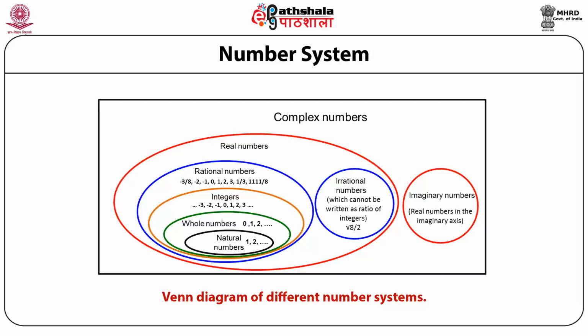In the rational numbers, the simple definition of any rational number is that it can be written as a ratio of two integers. So, minus 3 by 8, these two are integers. Minus 2, minus 1. Minus 1 can always be written as minus 1 by 1. 0 can be written as 0 by any integer. It will give you 0. Right? Now, we have to completely understand the difference between rational and irrational.